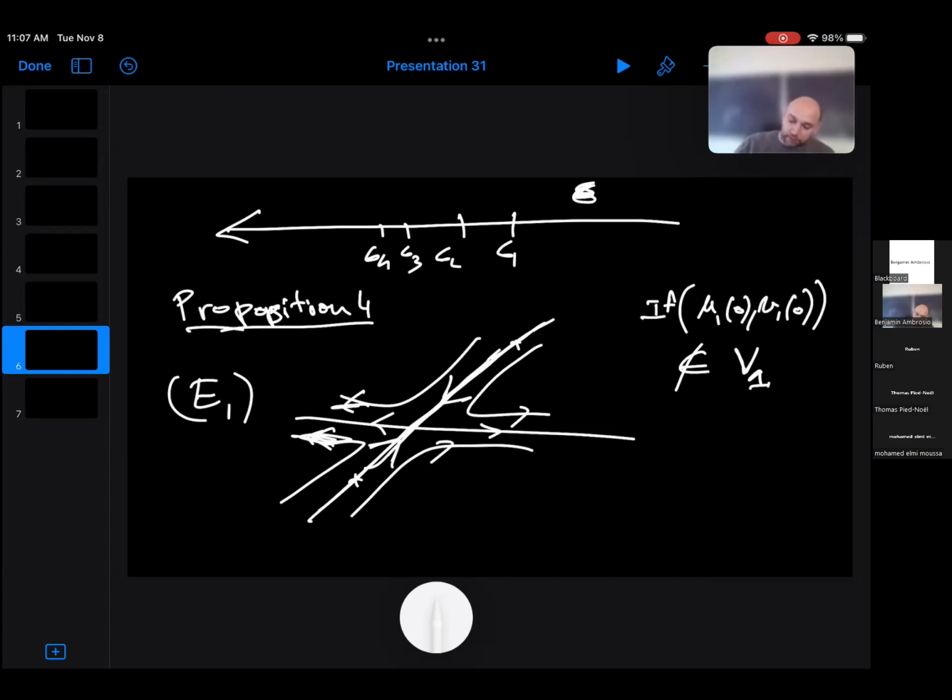Then what can you say for the norm of U1, the norm of (U1, V1)? Does somebody can tell me? Can somebody tell me what's the limit of U1 square T plus V1 square T?